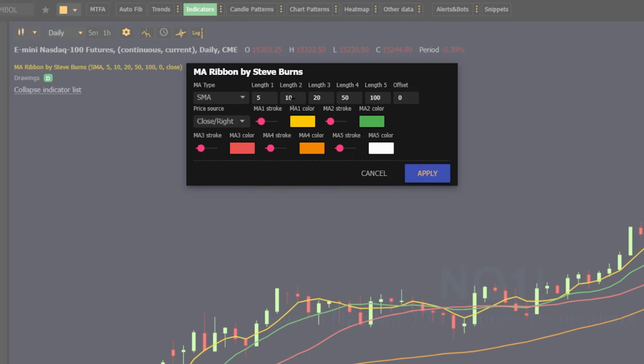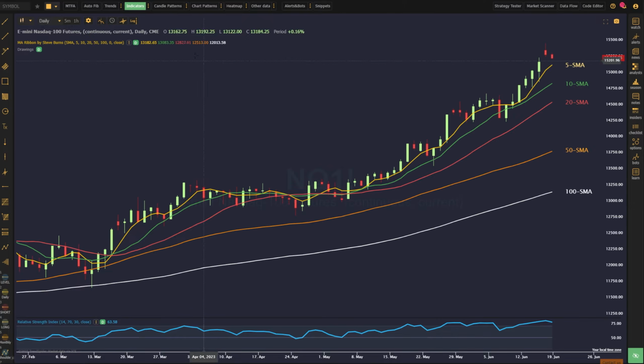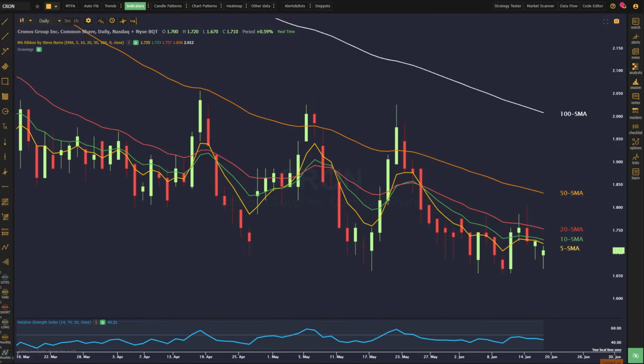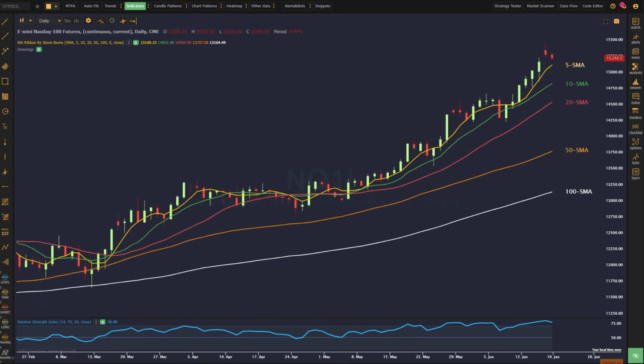Here on my chart, I have a moving average ribbon indicator. This indicator contains 5 moving averages and I can set their lengths to whatever I want. Personally, I like to use an even distribution of short and long lengths. As I flip through charts, I can very quickly see where the price is relative to each of these moving averages and where they are relative to one another.